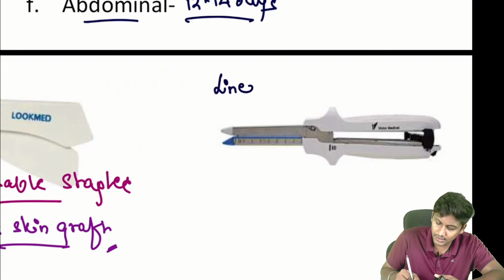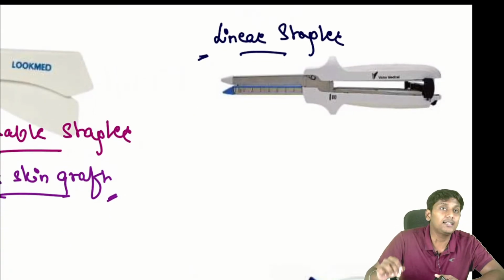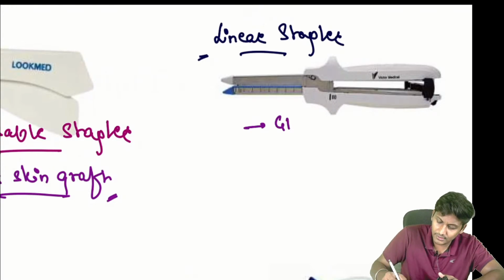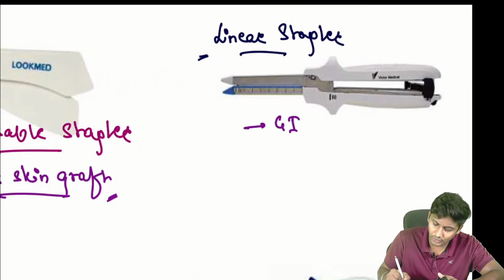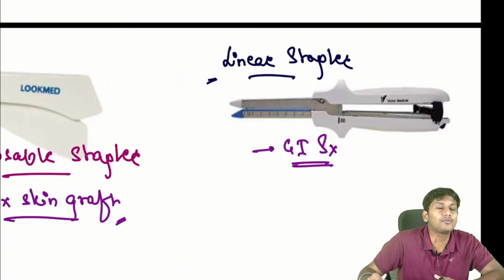This is what is a linear stapler, bachcho. And this linear stapler, you have to remember, is generally used for gastrointestinal surgeries. Yes, it is generally used for your gastrointestinal surgery. For GI surgeries, like for a case of Zenker's diverticulum.